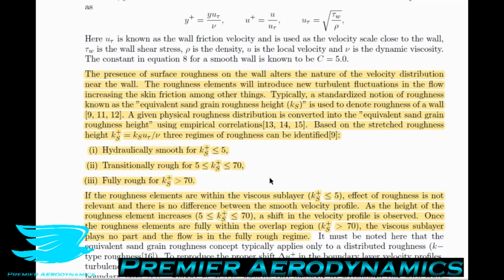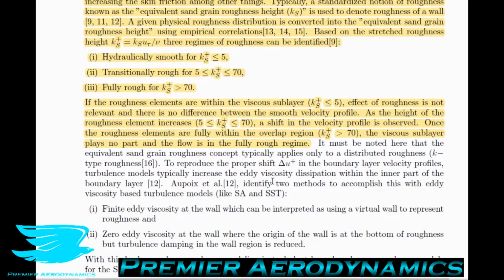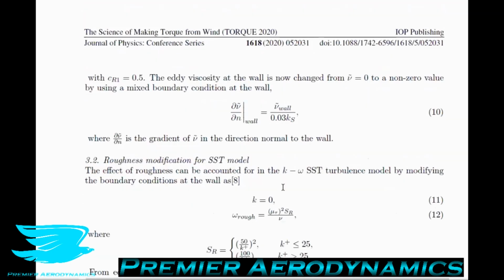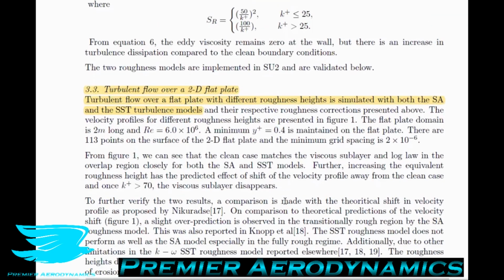Once the roughness elements are fully within the overlap region, so KS plus is greater than 70, the viscous sublayer plays no part and the flow is in the fully rough regime. So that's quite an interesting theory there about roughness and the effects of roughness on the wall.